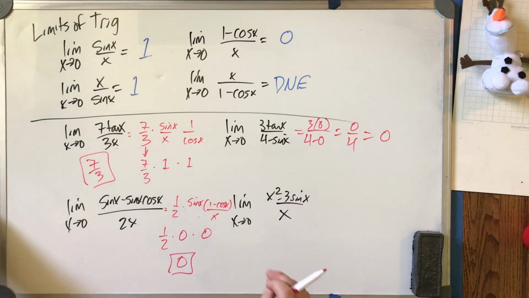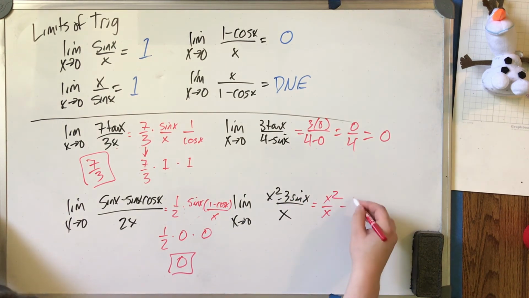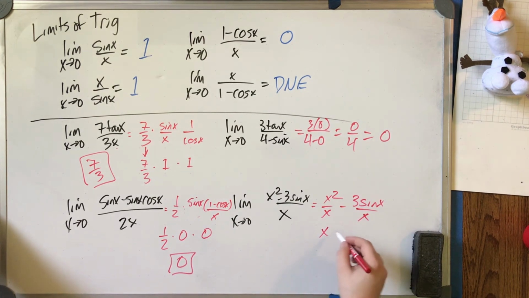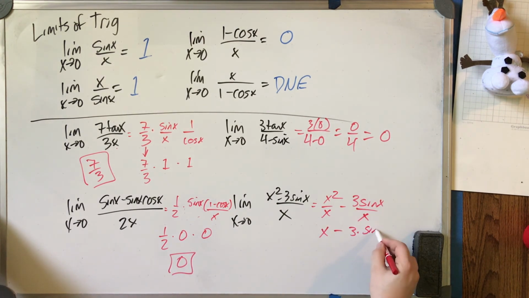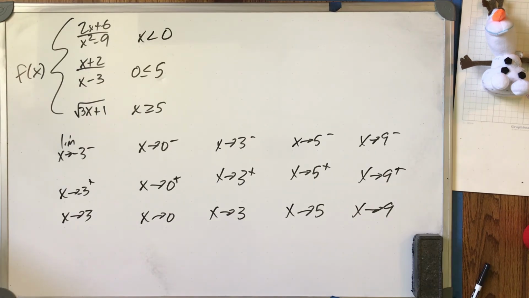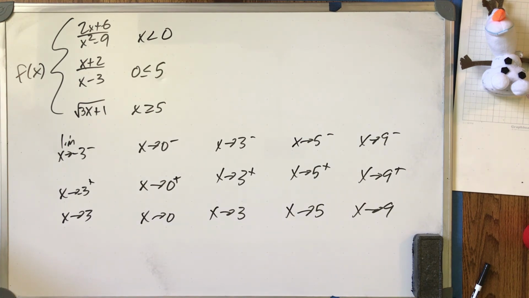Here, trying direct substitution doesn't work. So what I'm going to do is separate the fraction because I have a single thing on the bottom. So I will end up with something like this. This reduces to just x minus 3 times sine x over x. The limit as x approaches 0 of x is going to be 0, minus 3 times 1. Sine x over x is approaching 1 as x approaches 0. So this is going to be negative 3. Done.